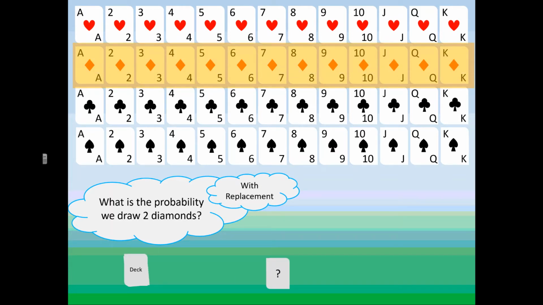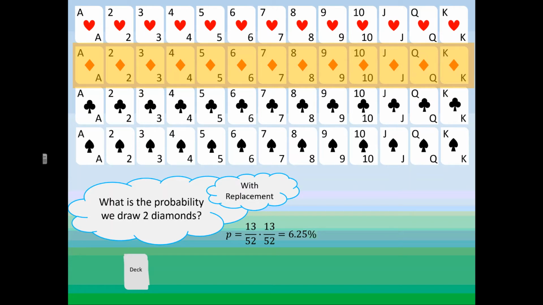So I want to find a diamond. I draw a card, that's a question mark. I then put it back in the deck and shuffle it up. I pull another card. What's the probability that both times I pulled a card, I got diamonds? Well, because I replace and shuffle each time, I should have the same chance each time. So I could get the 2 of diamonds both times. I could get the 6 of diamonds and the 8 of diamonds.